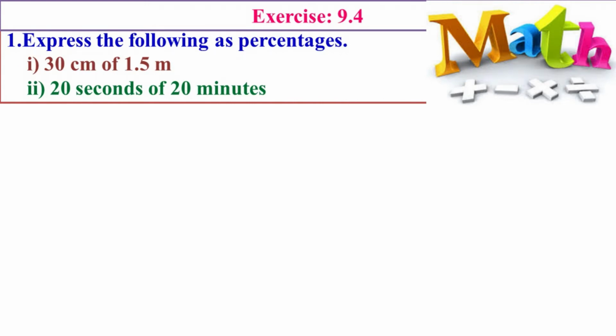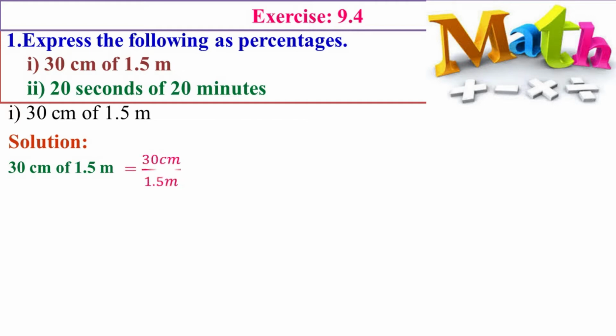First sum, 30 centimeter of 1.5 meter. According to the question, we have to find the percentage of 30 centimeter in 1.5 meter. Right? Let us find the solution. The question is 30 centimeter of 1.5 meter. First, we have to write it in fraction form. So, 30 centimeter divided by 1.5 meter.